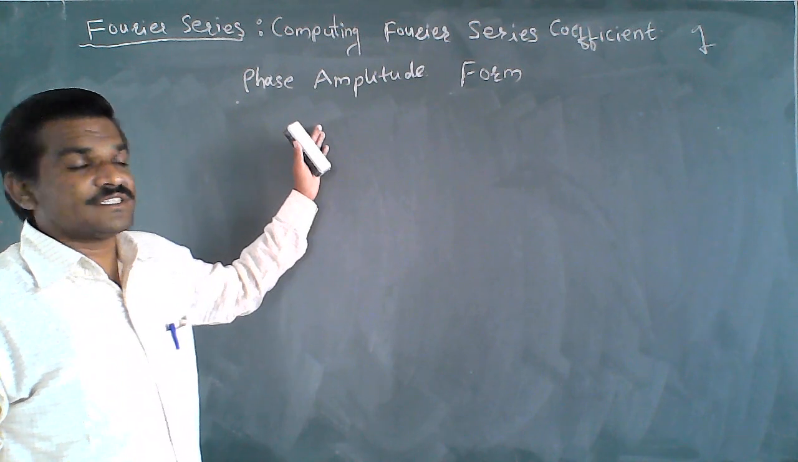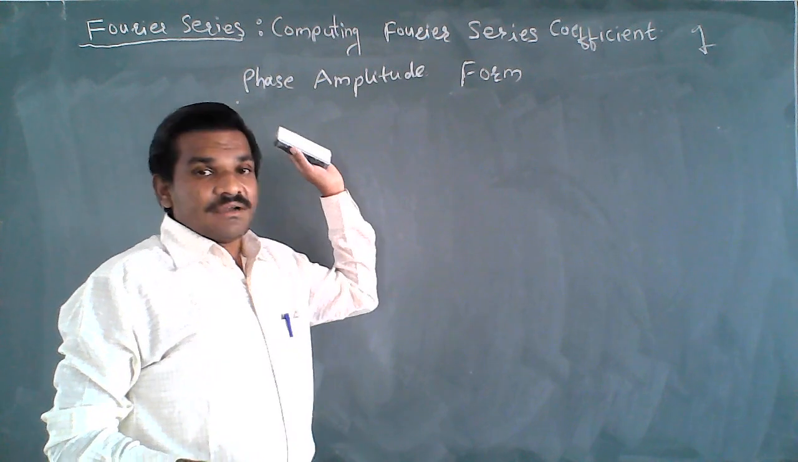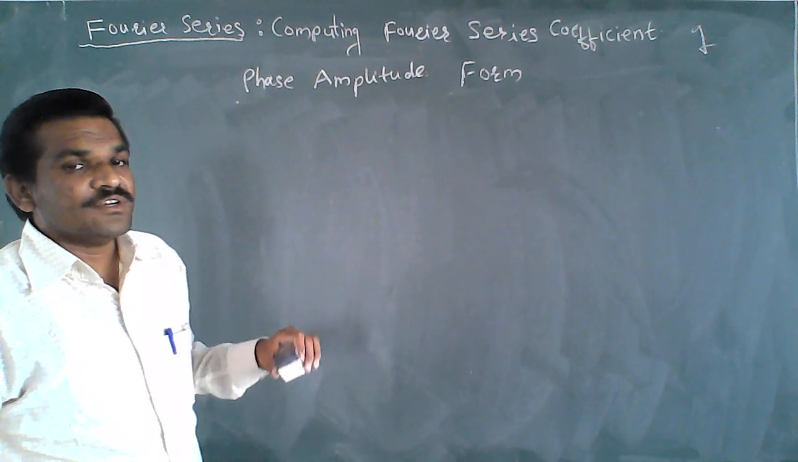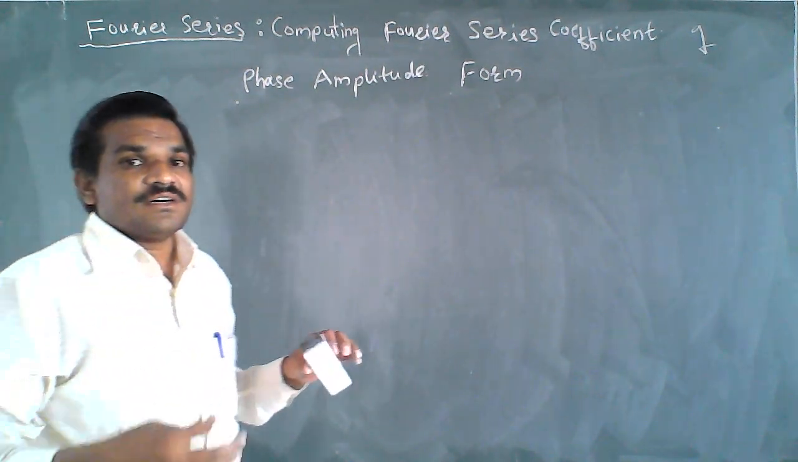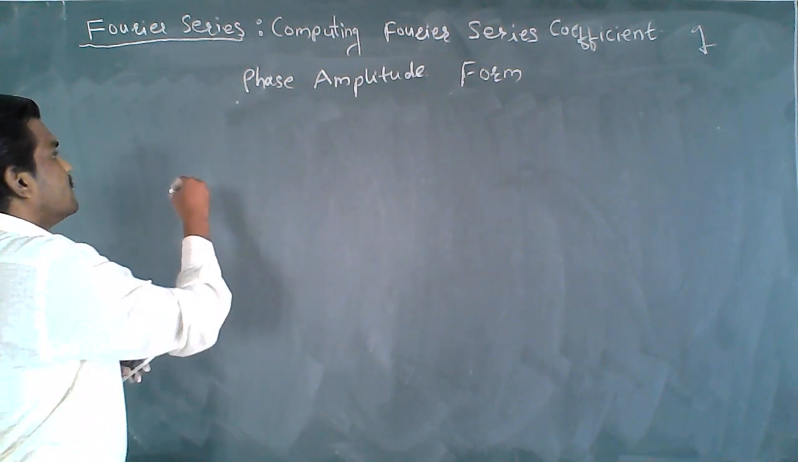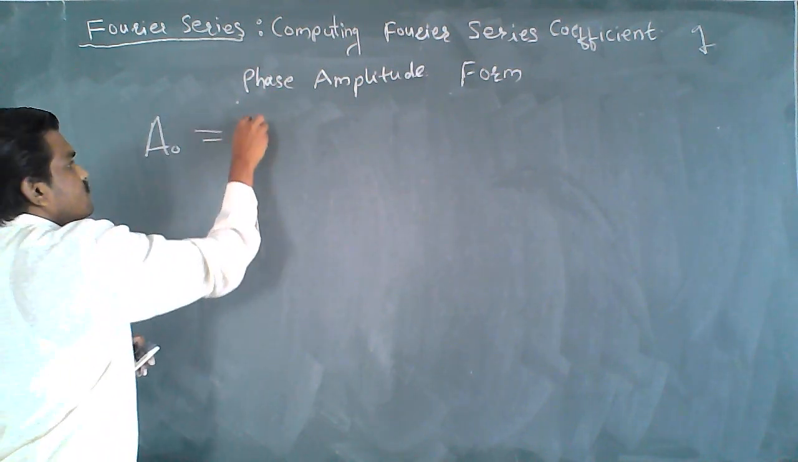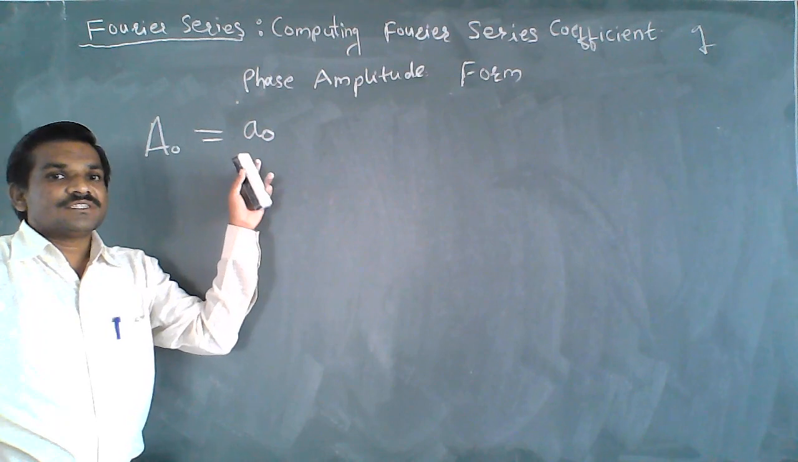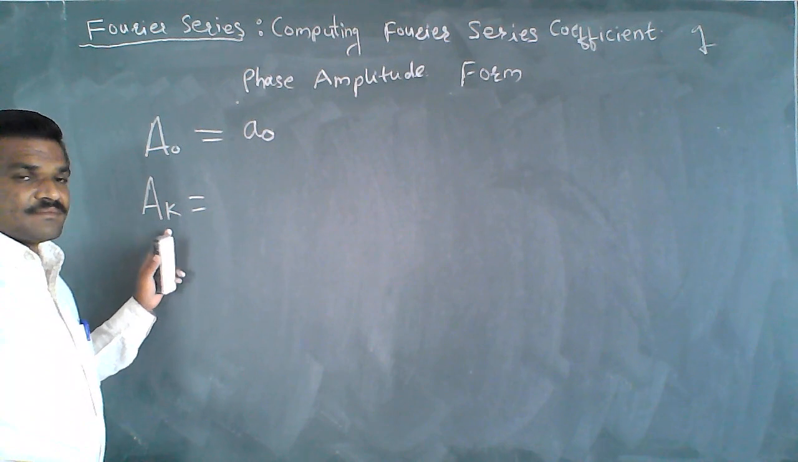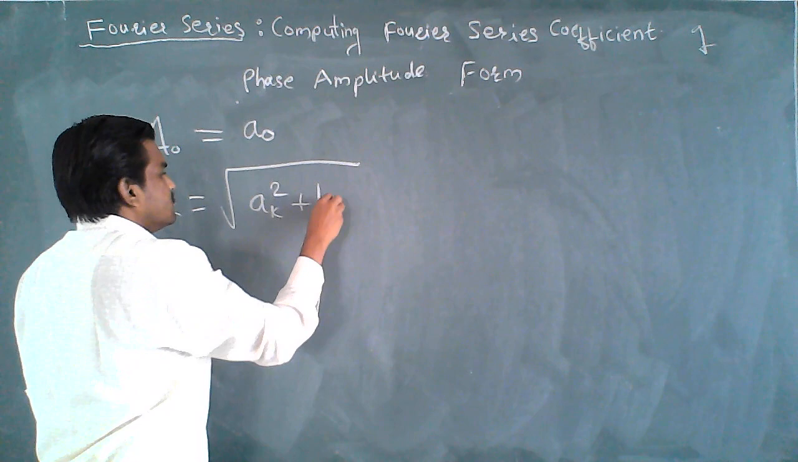So I will write down the equations for how to convert your exponential form to your phase amplitude form, and your sine cosine form to your phase amplitude form. So first I will write the equation for sine cosine form. How do we convert sine cosine form to the phase amplitude form? So A0 in the phase amplitude form is equal to small a0 in the sine cosine form. And then here we have capital A sub k, which is nothing but the square root of small ak square plus bk square.